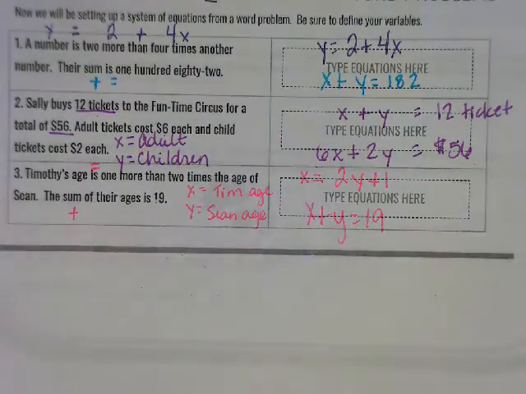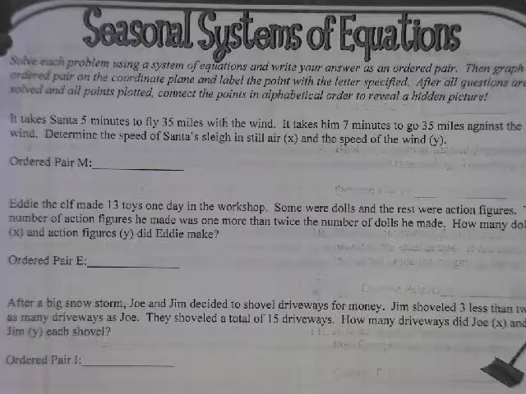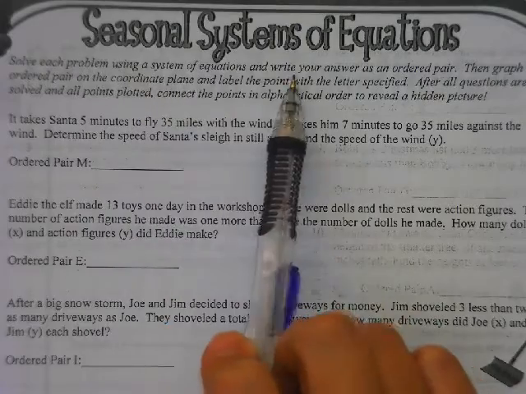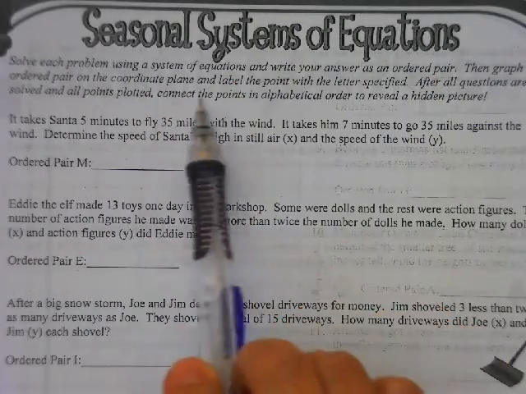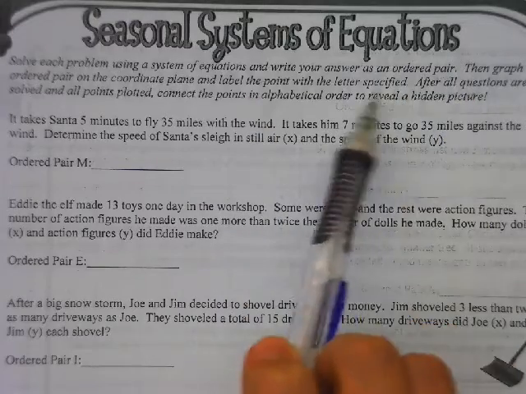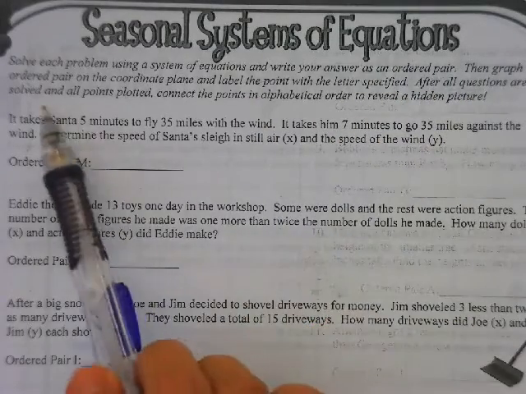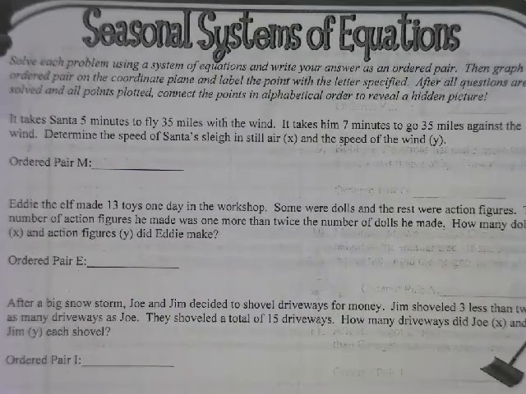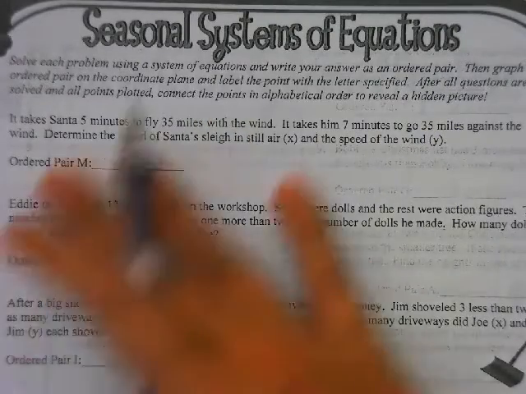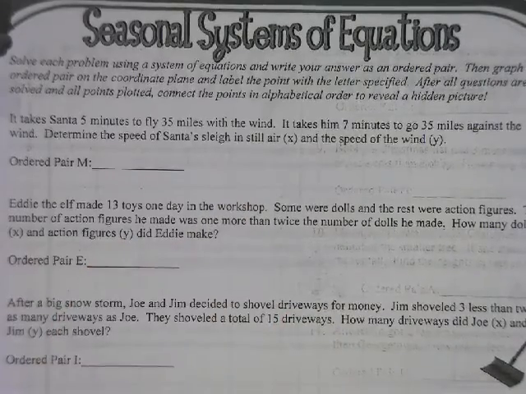Okay, and again, you could use any method to solve this. All right, so let's do a couple of setups together because, again, solving is easy. You're good at that. Let's practice setting it up. Now, you're going to have to set up the system and solve it. You can graph it on the coordinate plane with the letter specified. After all the questions have been solved, all the points are plotted, connect the points in alphabetic order to reveal a hidden picture.